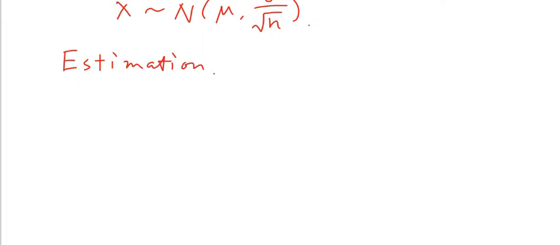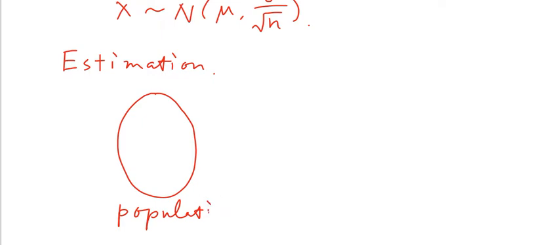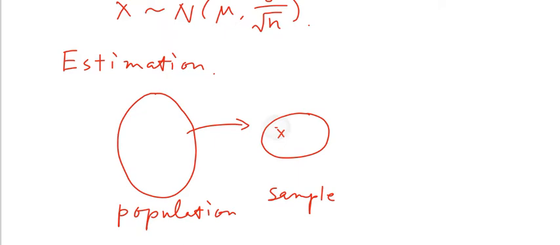So estimation means, okay, story just like that: there's a population, and from the population we take a sample, right? Take a sample. So from the sample, we can find a sample mean x bar, right? So this x bar will follow normal. So here is the starting point for statistics.